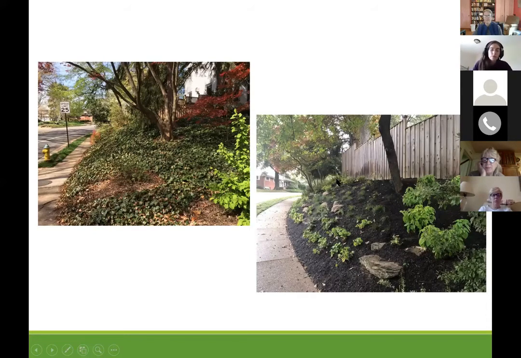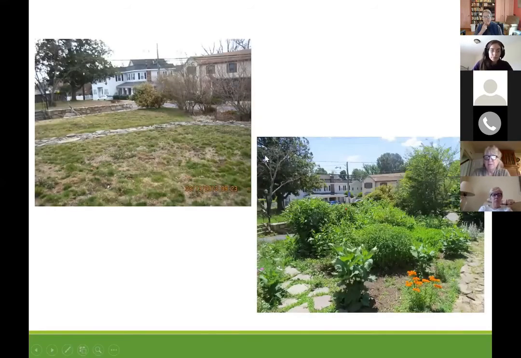These slides were pulled together, examples of conservation landscaping projects from Arlington County's Stormwater Wise program. Extensive area of front turf was replaced with this beautiful pollinator garden.